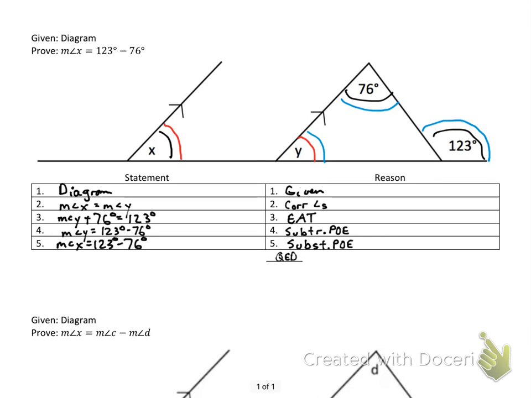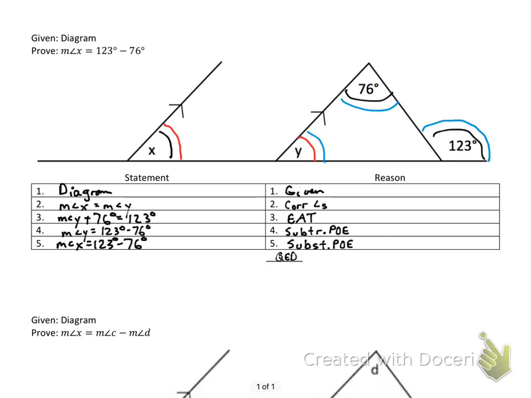Now, you might wonder, why did we leave this as 123 minus 76? Why didn't we just do the math and get our answer, 47? Well, it'll make... What's that? Yeah, that's not what they asked us to do as a proof. And also, I think this is the last proof we do where we're working with specific numbers, except for 180 degrees.